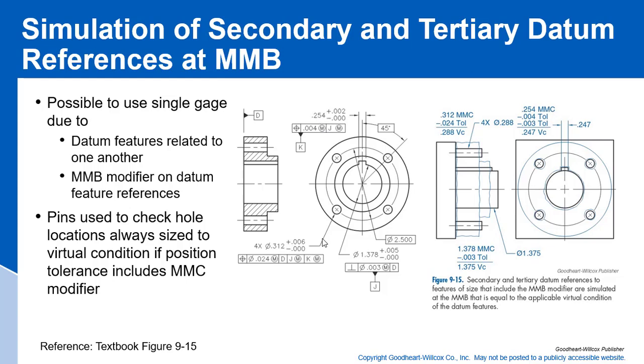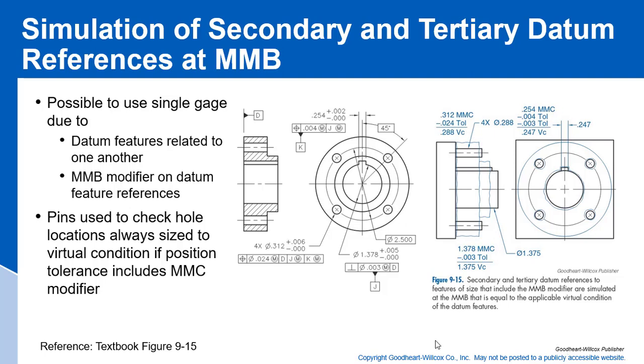Because we're referencing everything to MMC, datum J and K are also done to the maximum material boundaries. What is our functional gauge going to look like? First of all, we need to pick up a simulator for datum D, which is this surface right here. That'll be our datum D surface. That's this surface right here.